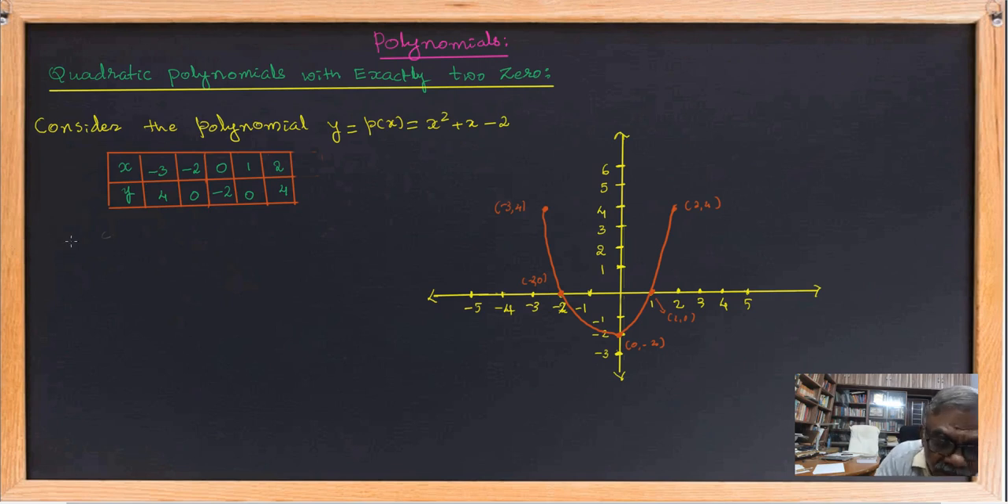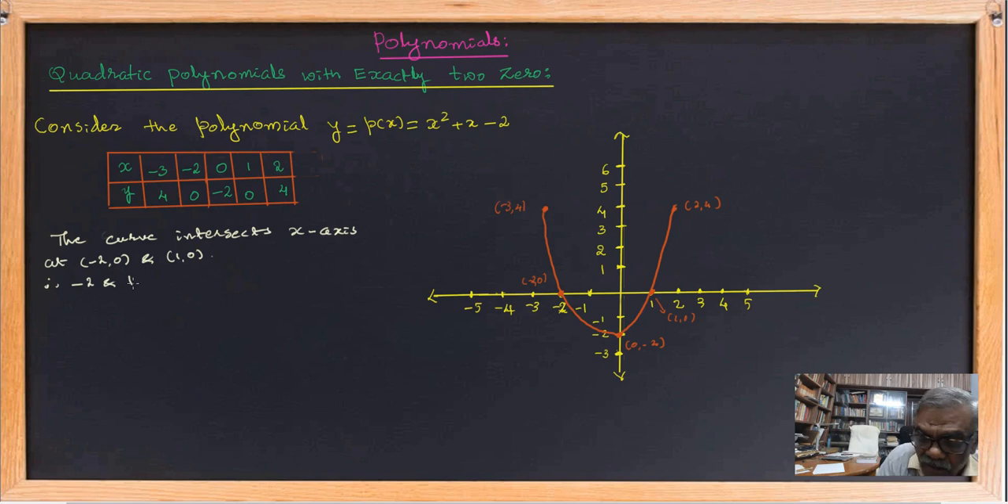The curve represented by the quadratic polynomial intersects the x-axis at minus 2 and 0 and 1 and 0, and therefore minus 2 and 1 are zeros of the polynomial.